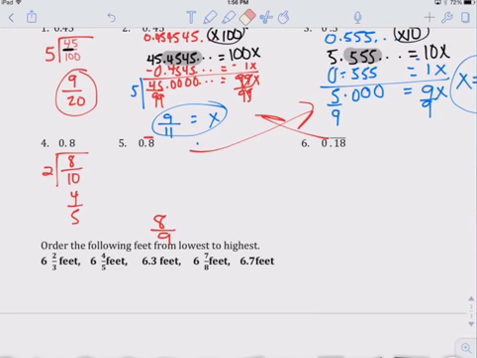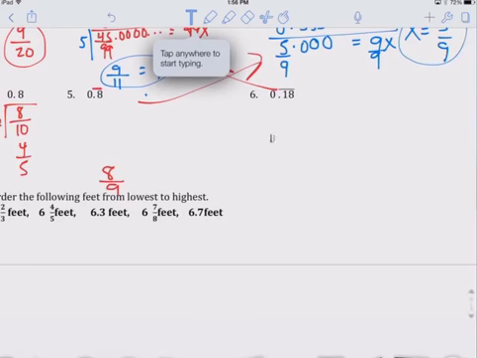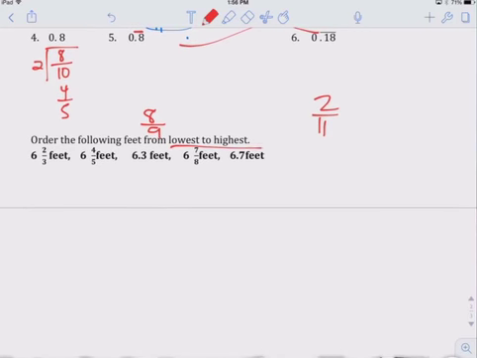So I don't want to see answers only. I want to see the work that's supported. Okay, this is 2 over 11. Order from lowest to highest. You guys know how to do this. Make these all into decimals and then order them. Your answer will be 6.3 feet.